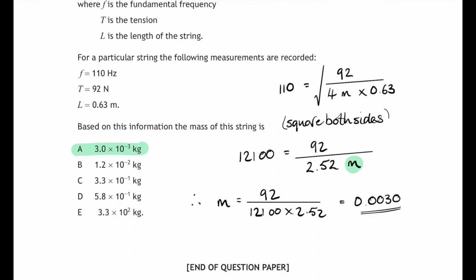And that's it then. Hopefully we got them all right. That's the 2023 Higher Physics multiple choice paper.